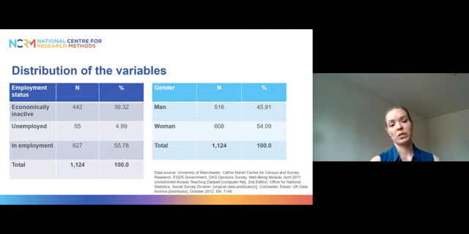Overall, we have 1,124 respondents here in our data set. Out of these respondents, around 54% were women and around 46% were men.